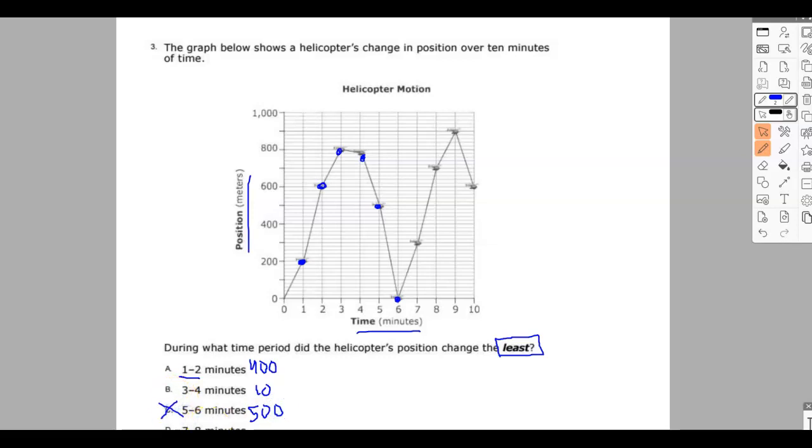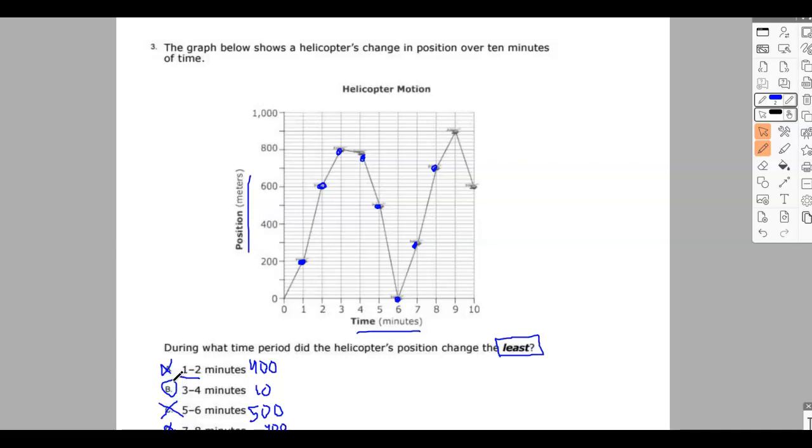And then I can barely see that it says 7 to 8 minutes. You have it in front of you. So from 7, he went from 300 to 700. That is also 400, which is equal to what A was. So it's not A, it's not D, but it is B.